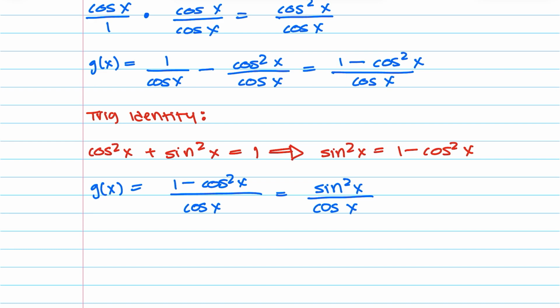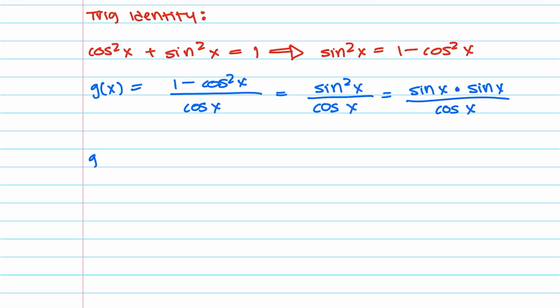And through algebra, you know that sine squared x is just sine of x times sine of x. And we can go ahead and decompose this fraction and write g of x is equal to sine of x divided by cosine of x times sine of x. And so we're almost at that point where we have g of x simplified down to tangent of x and sine of x. All we have to do is take care of sine of x over cosine of x.